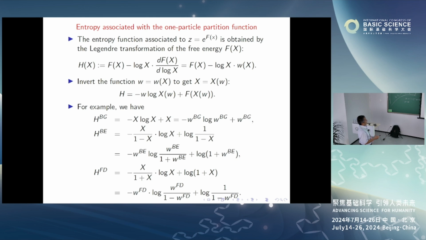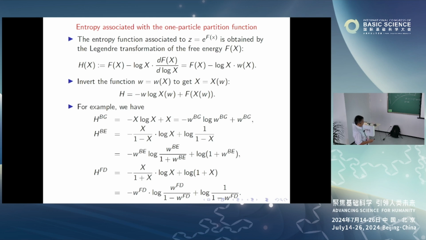We can also define the entropy. The entropy can be defined by the Legendre transform of the free energy. That is the free energy minus log x, taking the derivative of f of x with respect to log of x. And then you can also invert x in terms of w and w in terms of x. What one gets are expressions in either x or w. In the case of Maxwell-Boltzmann, the entropy is just the standard entropy. For Bose-Einstein, the entropy is a new kind of entropy. And for Fermi-Dirac, you get another kind of entropy.